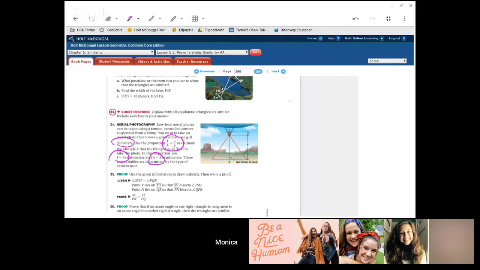Well, we're doing F over H equals N over G, right? So in the problem, what's the value for F? And then for N?